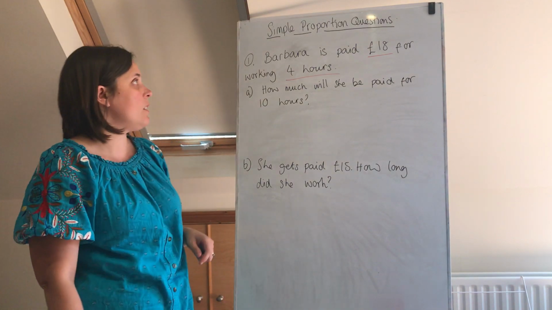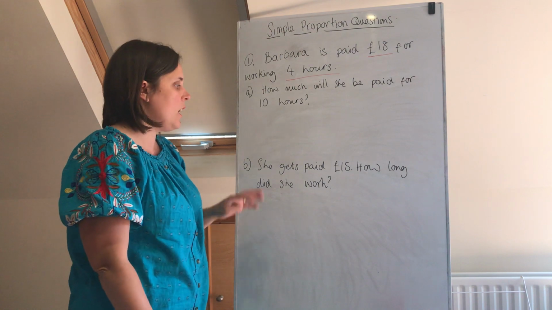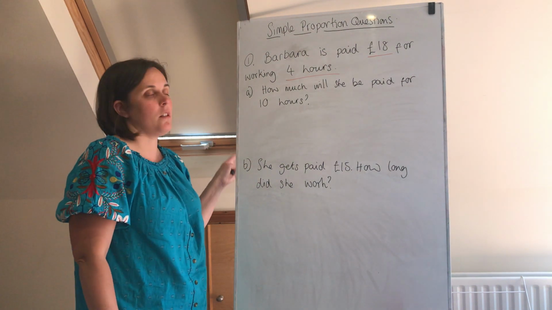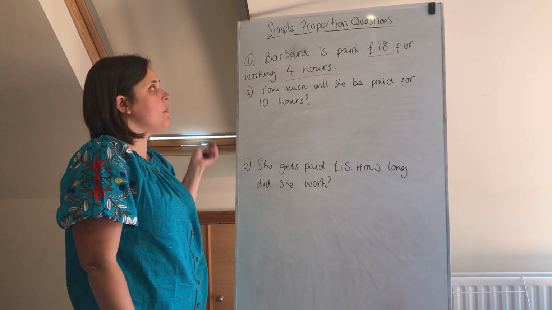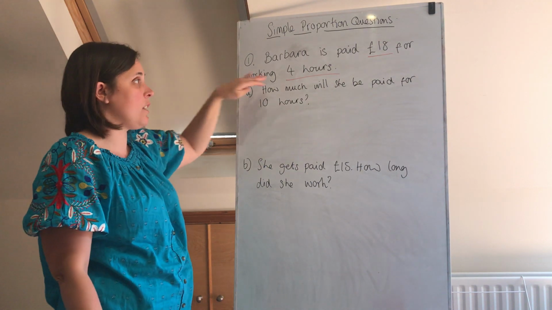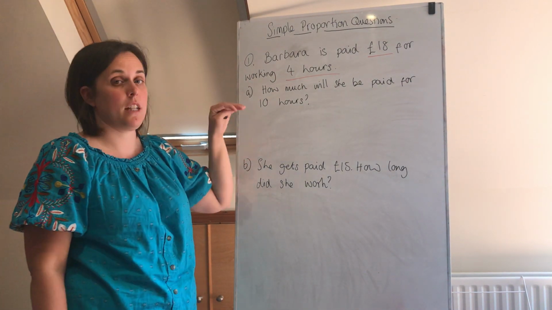Right, so in this video I'm going to look at how to answer some simple direct proportion questions. I've got two examples to do for you. The first one here is a nice simple one about pay. We're told that Barbara is paid £18 for working 4 hours, and the question first of all is how much will she be paid for 10 hours?